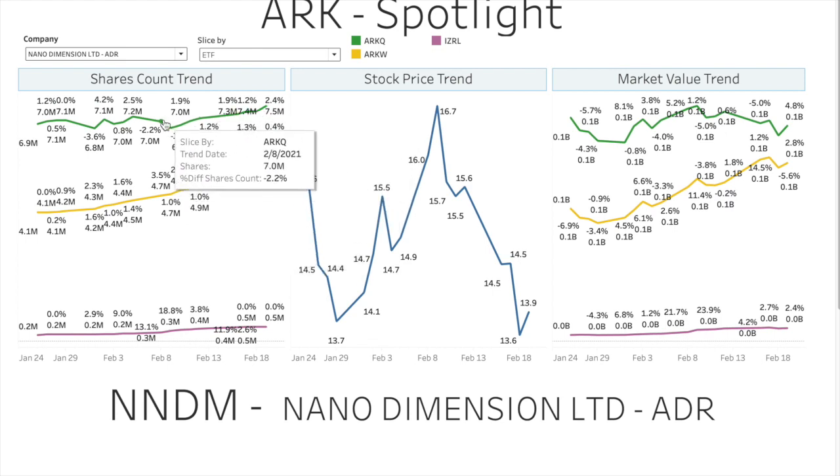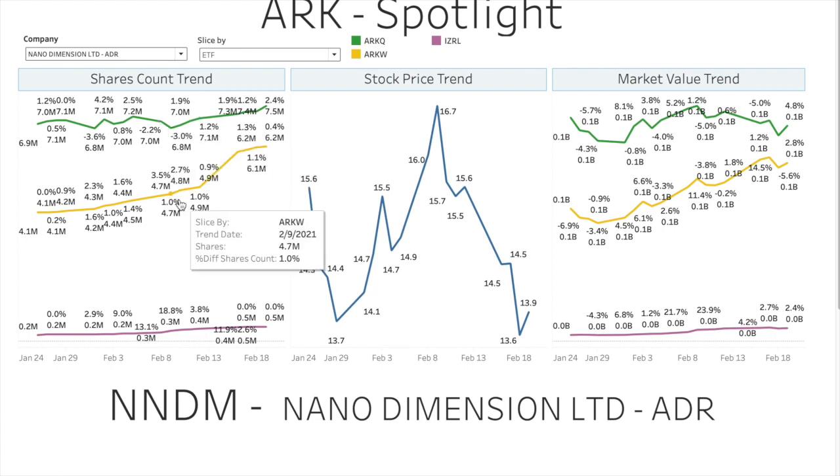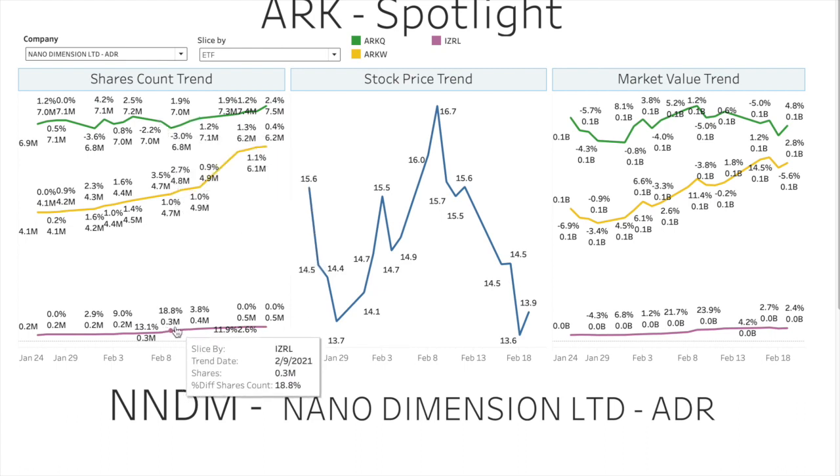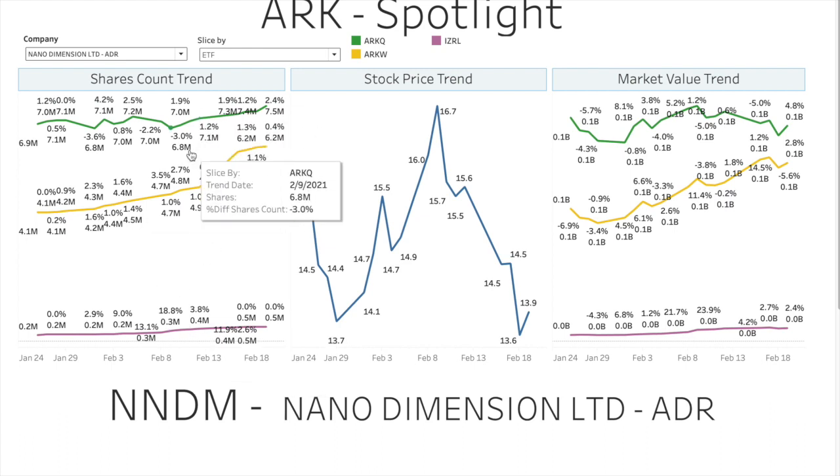Looks like sometimes they sell a little bit in this fund, in Q fund, but they buy in other funds on those days. So they adjust a little bit, but overall a very bullish trend is what I see for Nano Dimension. So hope this helps, guys. Hope this clarifies some of the doubts.